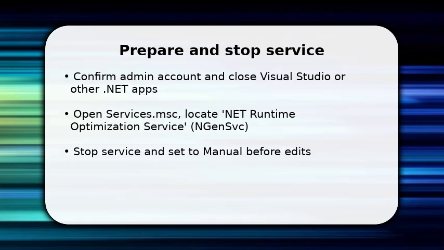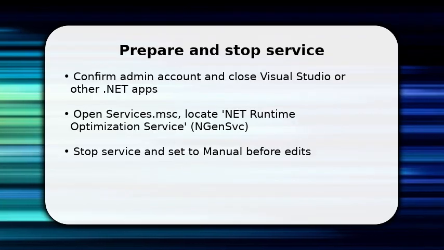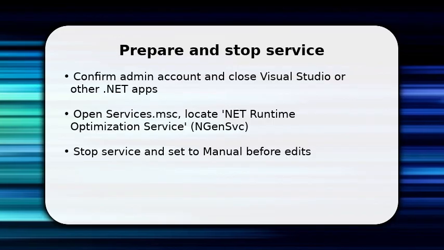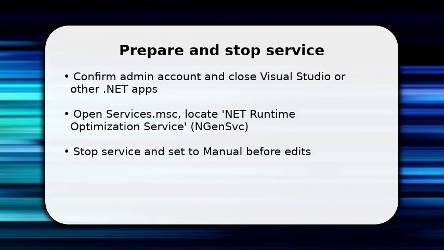Enjoy the video. You start by ensuring you have an administrator account and no .NET apps running. This prevents file locks. Once done, open services.msc, find .NET Runtime Optimization Service, ngensvc, and stop it. This pauses background compilation so files can be repaired. Make sure to set its startup type to manual temporarily to avoid automatic restarts while you work.